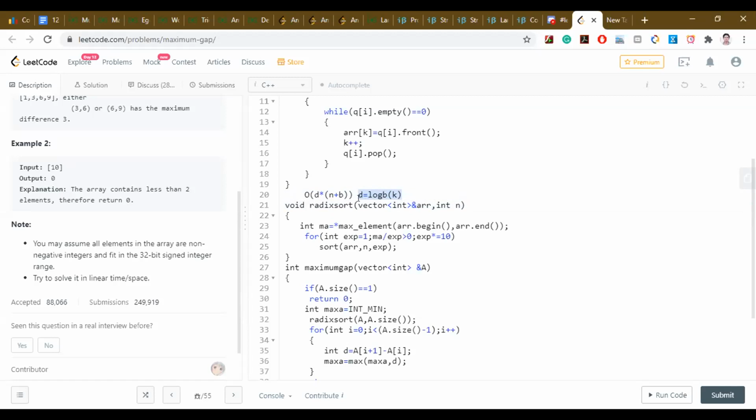I was just saying that d is the number of digits, correct? Yes. In the worst case, if the number is 2 to the power 32, we have 32 bits, right? So that is log of 2 to the 32. Okay, that's good. So this is also almost O of n. Yeah, almost.